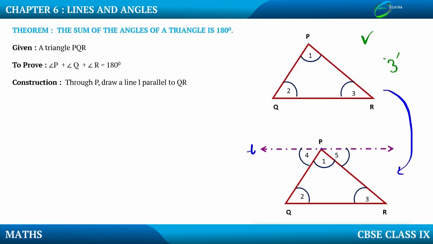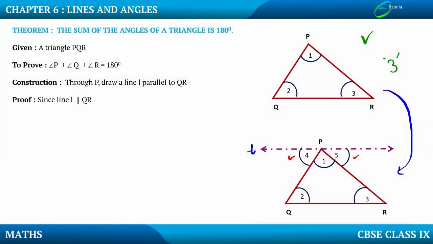Now what happens? As we draw a line passing through point P and parallel to QR, two more angles are formed. Which are the two more angles formed? Angle 4 and angle 5. You can see here angle 4 and angle 5 have been formed over here. Okay, now we'll start with the proof.